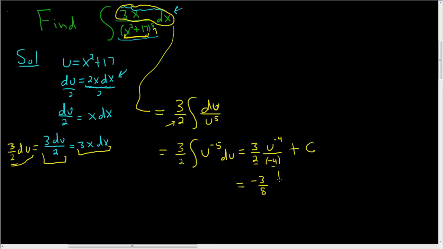And let's bring this back downstairs. 1 over u. And what was u? Ah, u is here. u is x squared plus 17. So x squared plus 17 to the fourth power. And all of this, we're adding c. And that's it.